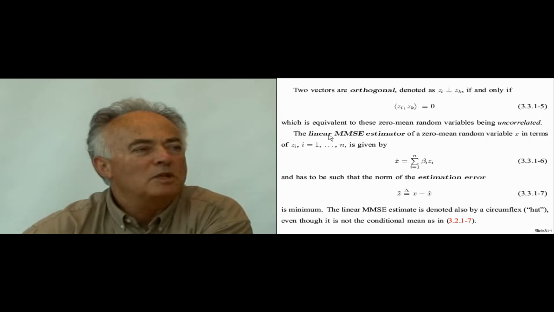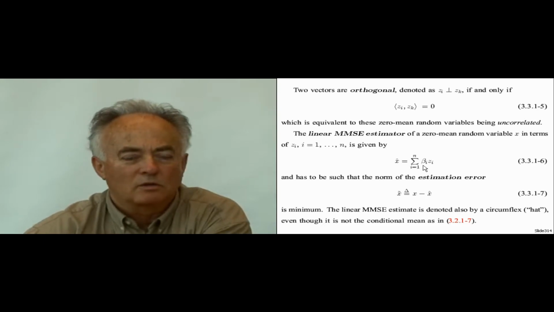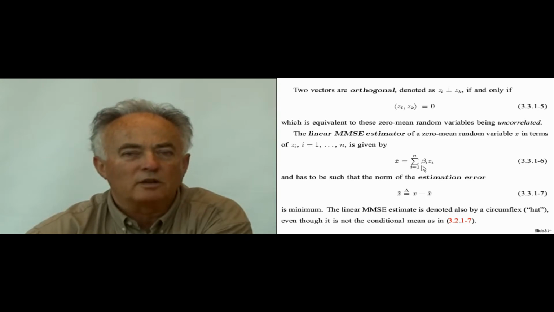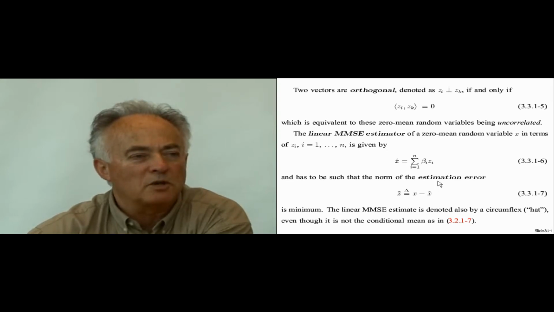Now, the linear minimum mean square error estimator of a zero mean random variable x in terms of the set of random variables Zi, i going from 1 to n, will be a linear combination of these Zi's. And we have to find the betas. So the two conditions were, as we'll see in a moment, unbiasedness and orthogonality. And we'll see how these follow from the fact that we want our criterion to be minimum mean square error. So we define the error. Our estimation error is x tilde, x minus x hat.